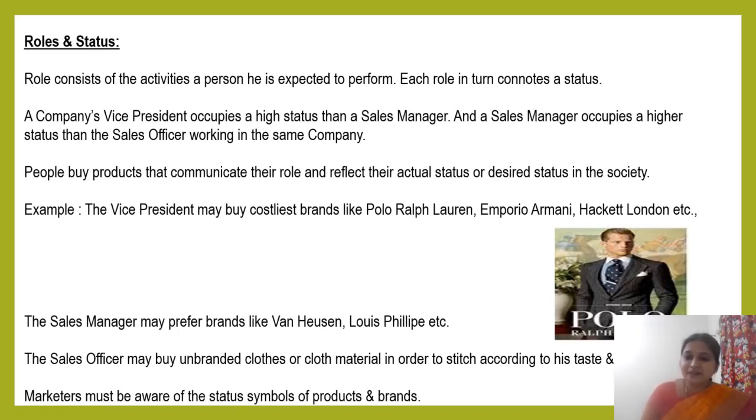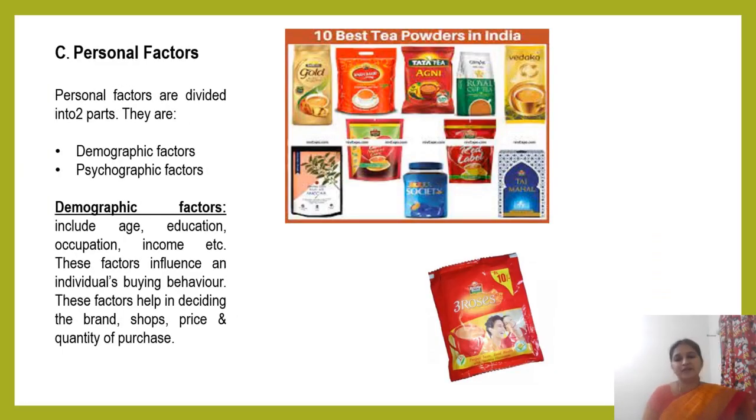The next factor that influences consumer buying behavior is the personal factor, and the personal factors are divided into two categories. They are demographic factors and psychographic factors. So first let us look at the demographic factors. These factors include age, educational level, occupation, and income of the individuals. These factors exercise direct influence on a person's buying behavior. These factors help in deciding the brand, the shop, the price, and the quantity to be purchased.